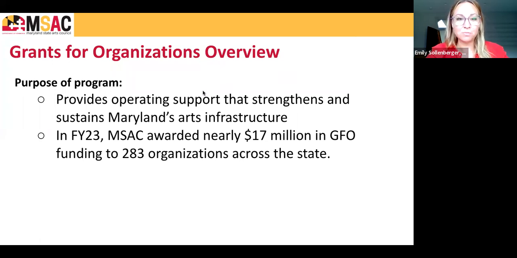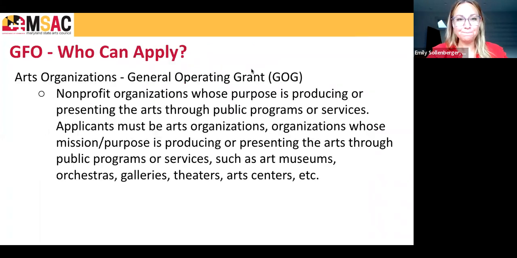And just a quick reference point here, in FY23, which is the current fiscal year we're in, we just awarded nearly $17 million in GFO funding to 283 organizations across the state. So we're really thrilled that we've been able to increase the number of organizations we've supported over the past, gosh, three years now, Laura, right? We've seen an increase. So we're so thrilled to see so many faces here, and hopefully we'll add to that list of growing organizations that we support here.